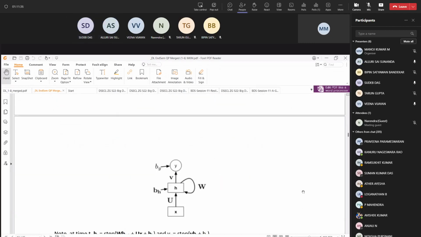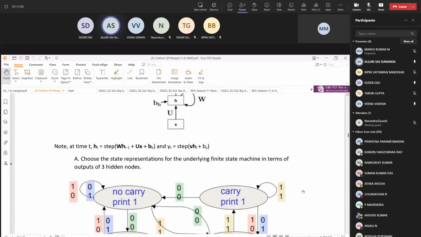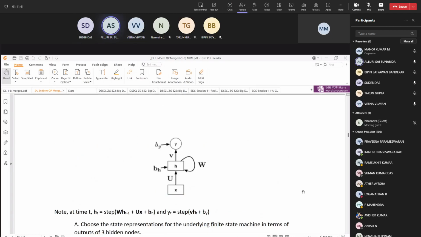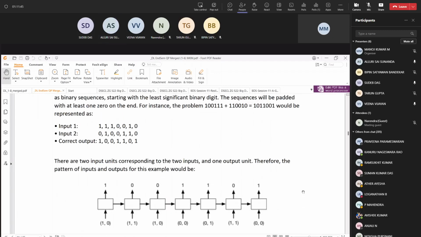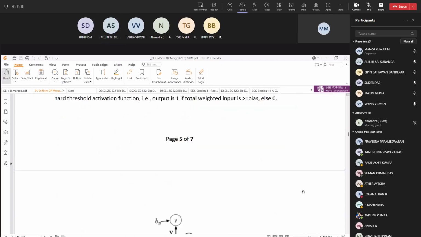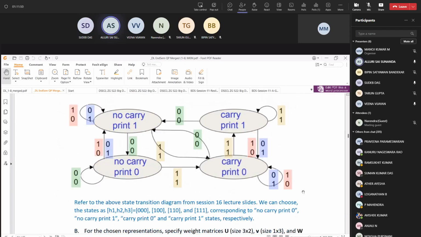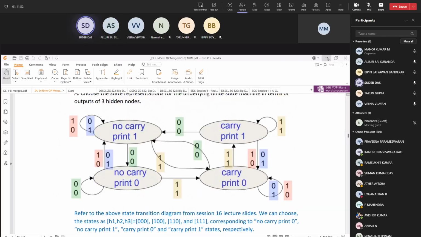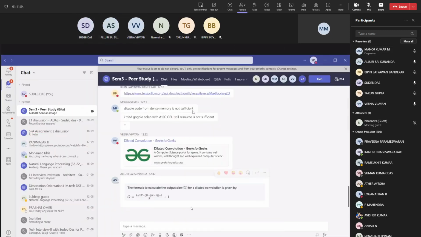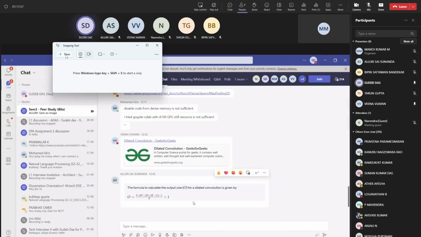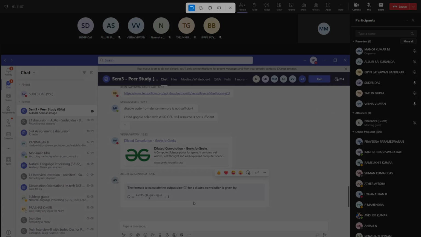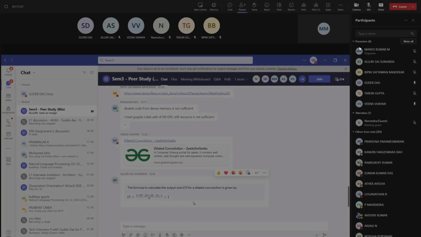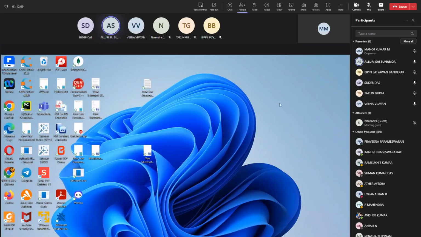Yeah, one more thing: from ChatGPT, I got this formula. Can we try applying this one and checking if maybe it will help? I have shared it in Teams actually. Input, padding, and kernel size, everything is the same. Can we try this one?